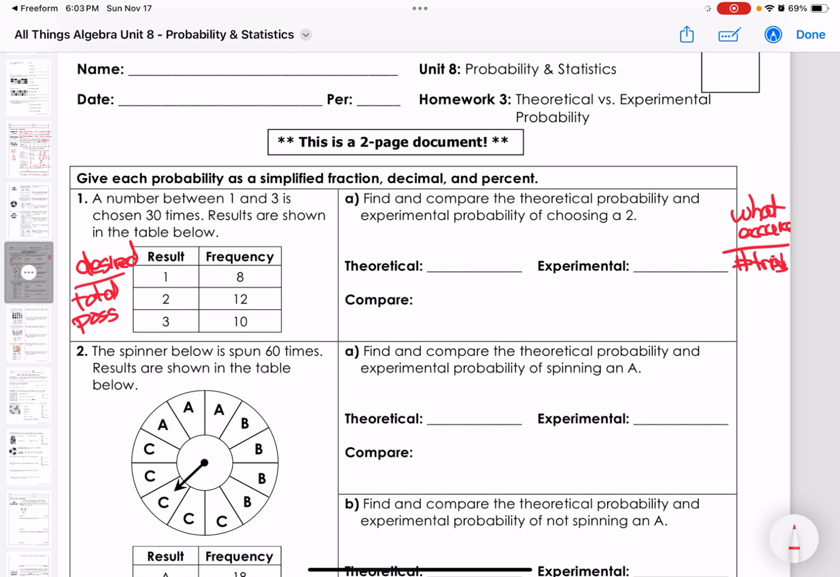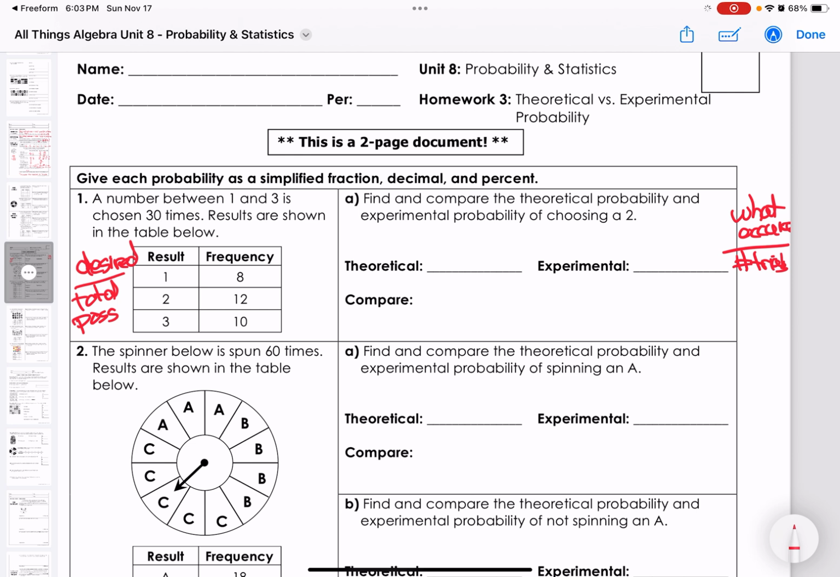All right, so let's go through number one. A number between 1 and 3 is chosen 30 times. Results are shown in the table below. I have for a 1, that came up 8 times, a 2 came up 12, a 3 came up 10 times. So A is find and compare the theoretical probability and the experimental probability of choosing a 2.